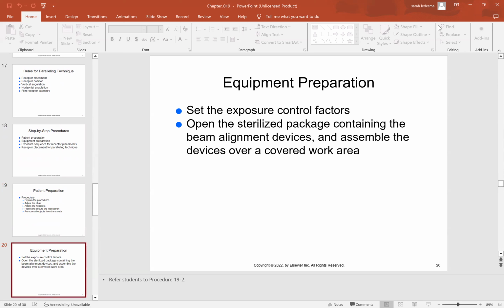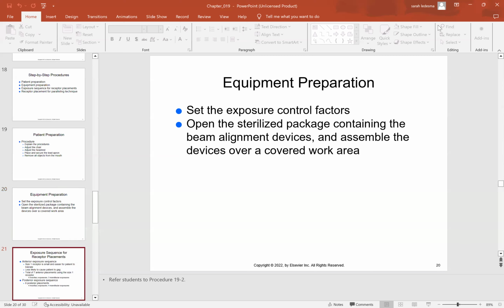For equipment preparation, we would set the exposure control factors, open the sterilized package containing the beam alignment devices, and then assemble the device over a covered work area.